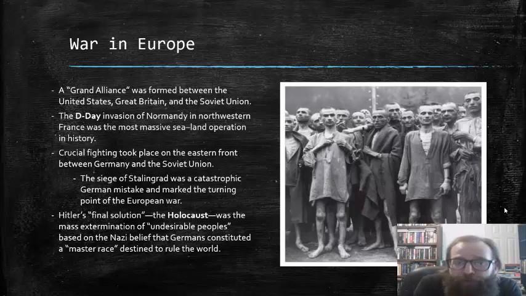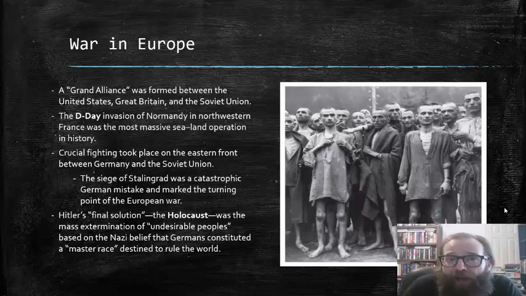However, the most crucial fighting actually took place on the Eastern Front between Germany and the Soviet Union. Hitler and Germany made a crucial mistake of trying to invade the Soviet Union, totally negating its agreement with Stalin at the outset of the war. And in particular, the battle known as the Siege of Stalingrad was a catastrophic German mistake where Germany suffered untold losses in those battles and significantly hampered its ability not only to prosecute the war on the Eastern Front, but took away focus from the war on the Western Front as well.